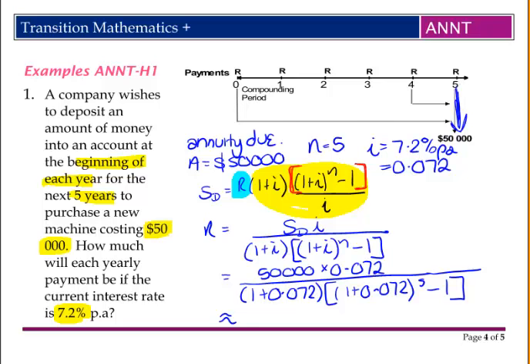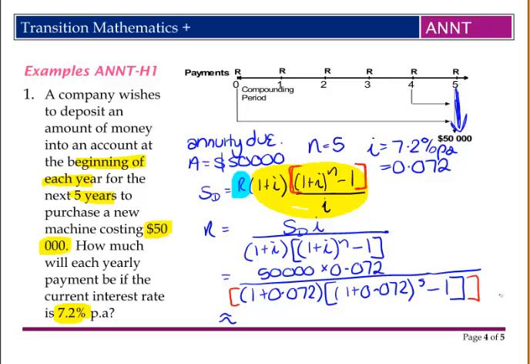Now when you go to your calculator, remember you can't have too many brackets. So you essentially want brackets around all of this because you want to divide the top by everything on the bottom. So you've got 50,000 times 0.072, press equals, because that works out your top, which is 3,600.